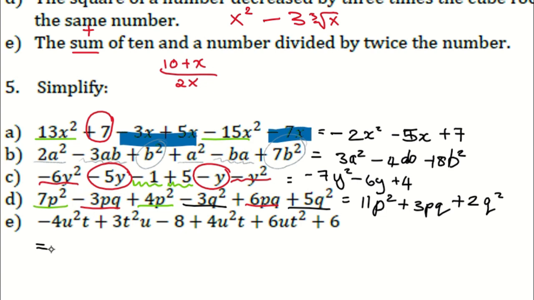Now going on to the next one here. First thing that I do is I try to identify my like terms. There I have a negative 4u squared t, and then positive 4u squared t. Then I'm going to have here this one going with this one. So that's a positive 3t squared u plus a 6ut squared, and then the two constants go the same, negative 8 and positive 6.